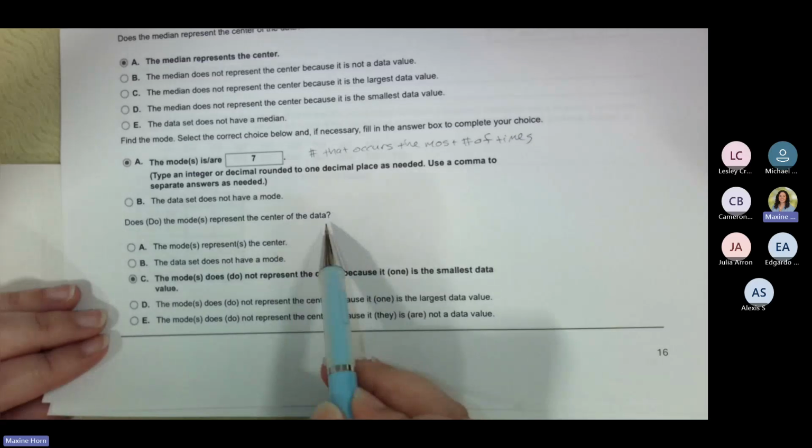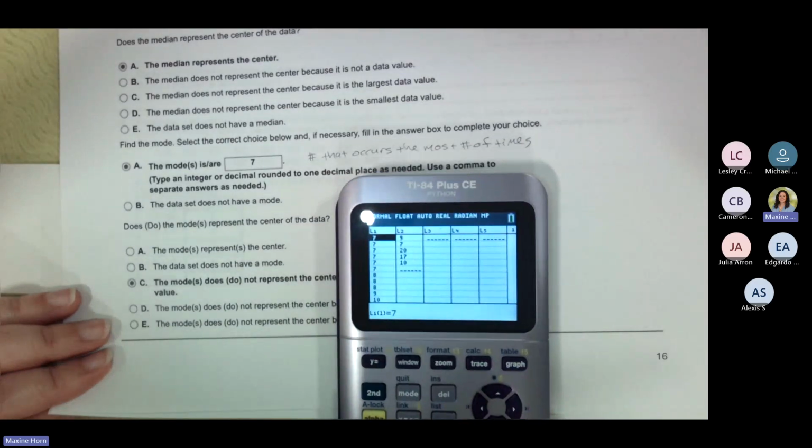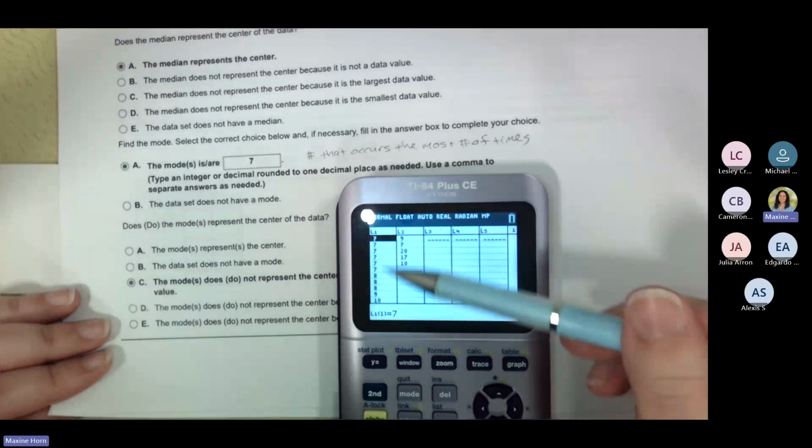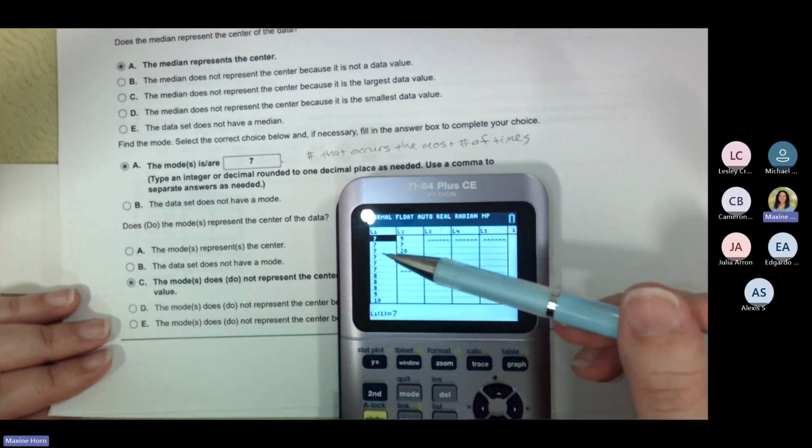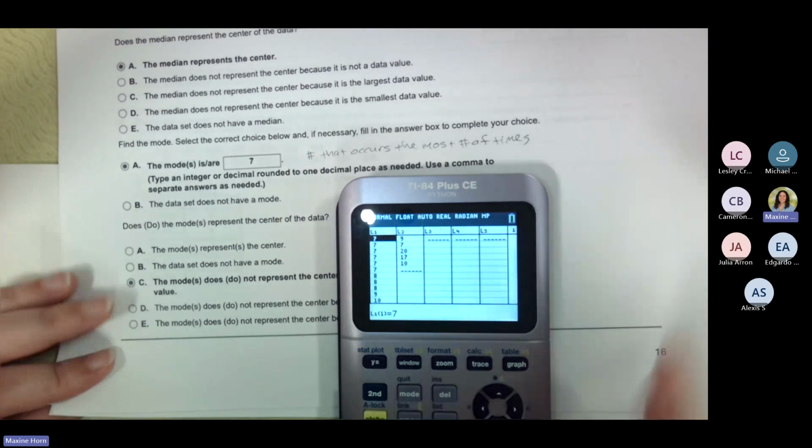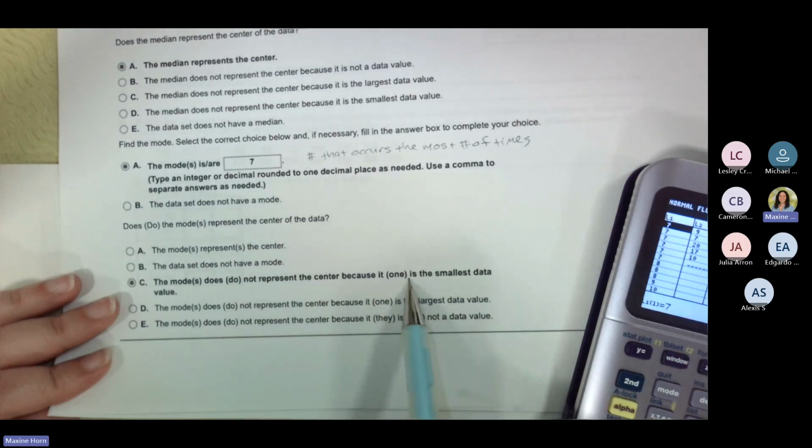But then it also asks us, does the mode represent the center of the data? Well, 7 is literally the lowest number that we have in this list. I mean, we've got a lot of them, but it's the lowest in the list. So no, it doesn't represent the center because it is the smallest data value that we have. Okay.